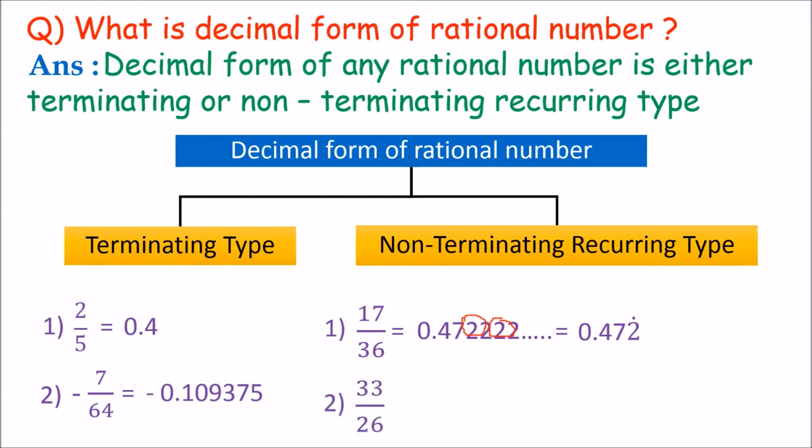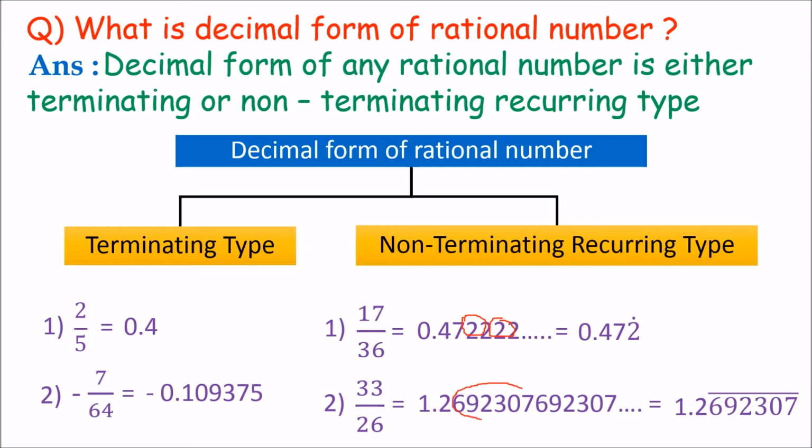Here we have another example, 33 upon 26. If we divide 33 by 26, you will get 1.269230769230 and so on. That means it is a non-terminating, never-ending division. But here you can see that 692307, this group of digits, is repeating again and again.